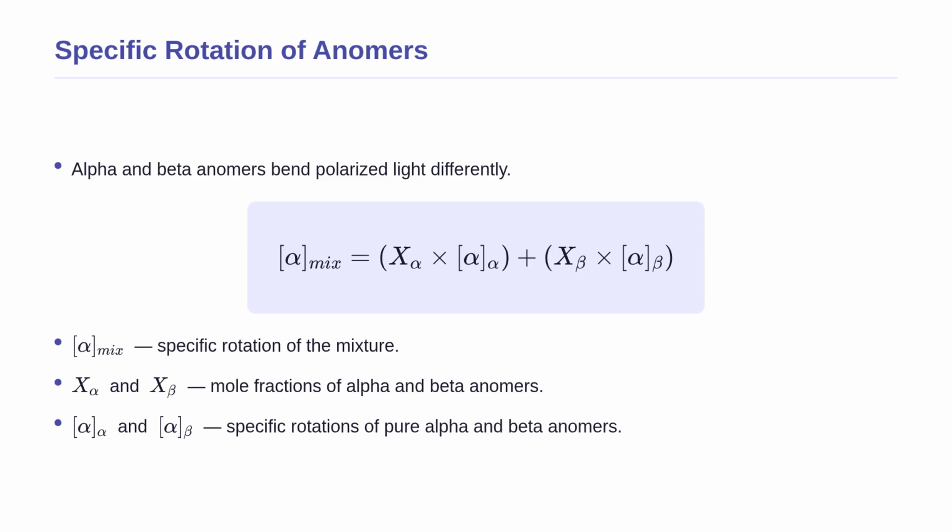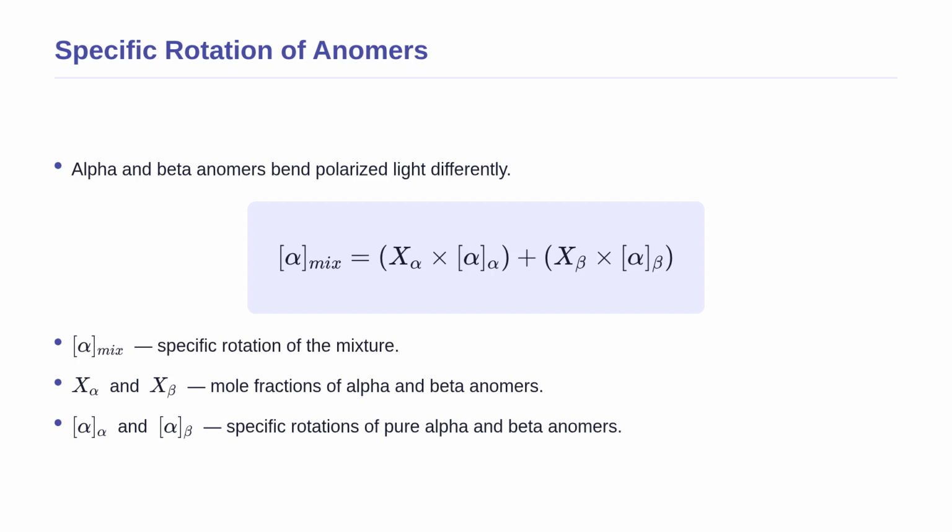Because these two anomers have different three-dimensional shapes, we can measure them in a lab because they bend polarized light differently. This formula calculates the specific rotation of polarized light for a solution containing a mixture of both alpha and beta anomers. The term X-alpha represents the mole fraction of the alpha anomer, while the alpha symbol in brackets is its pure specific optical rotation. The same applies to the beta terms.